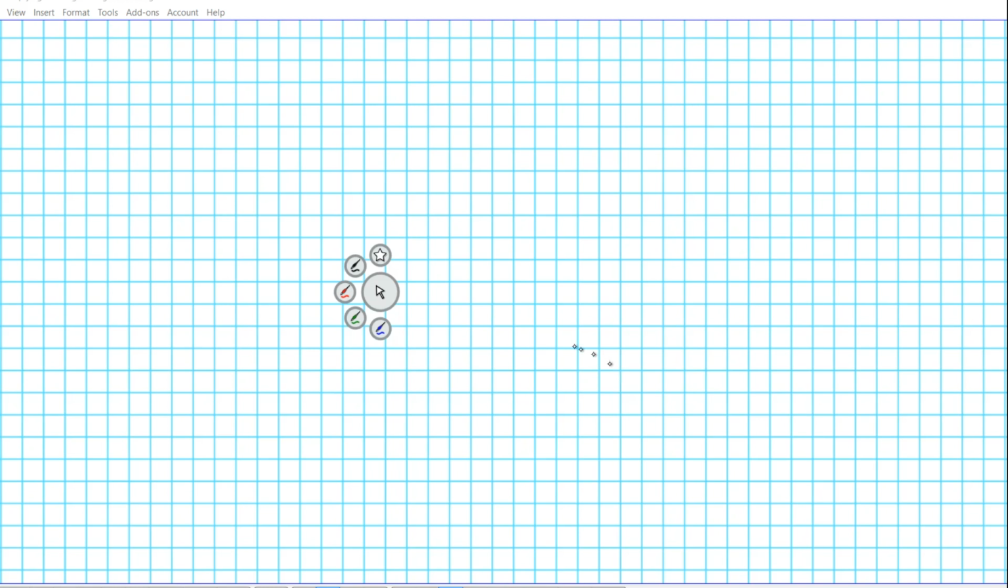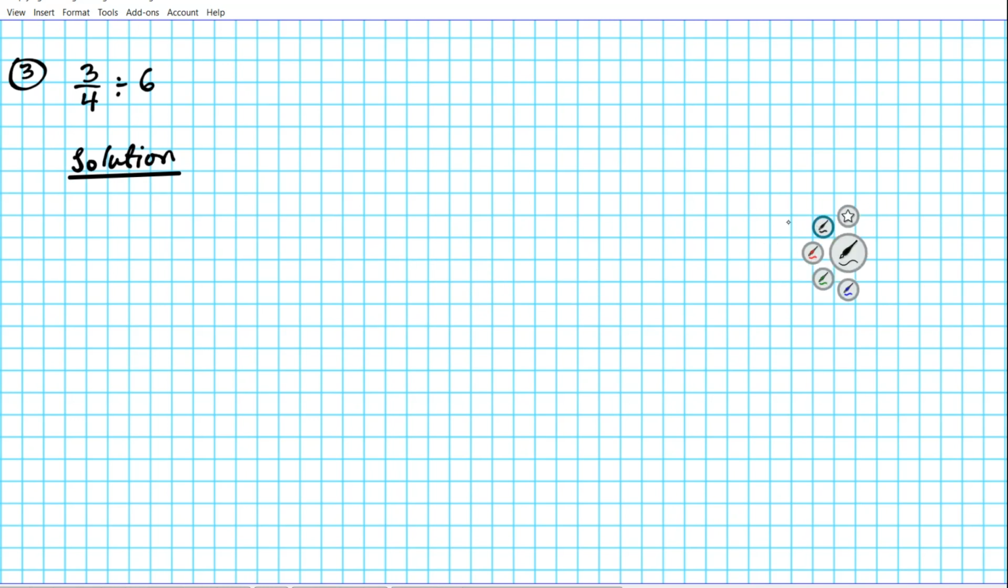All right, problem 3. Let's take a look at something that looks a little bit different. What if you have a situation like this? 3 over 4 divided by 6. Now we're dividing a fraction by a whole number. Remember, it was indicated earlier that you have to have 2 fractions if you want to divide. They have to be fractions first, right?